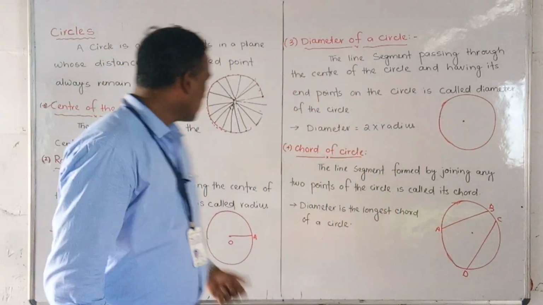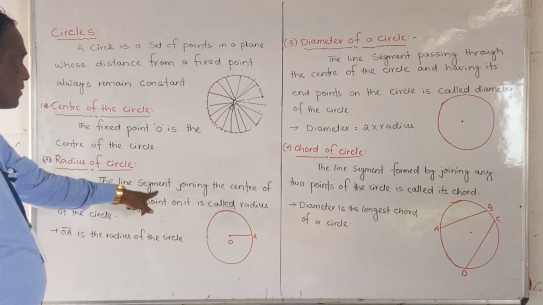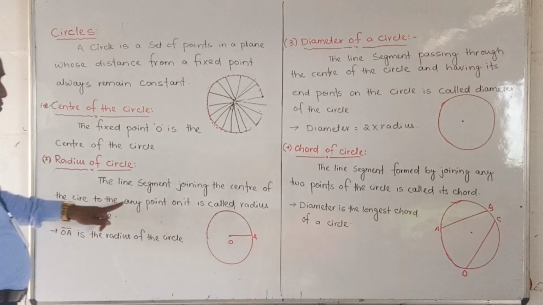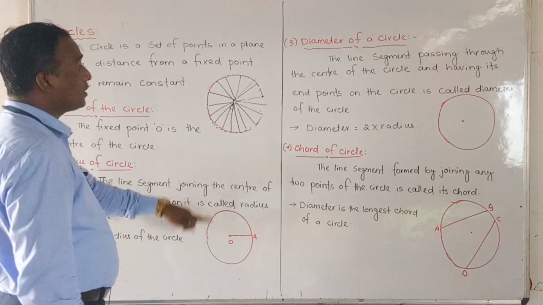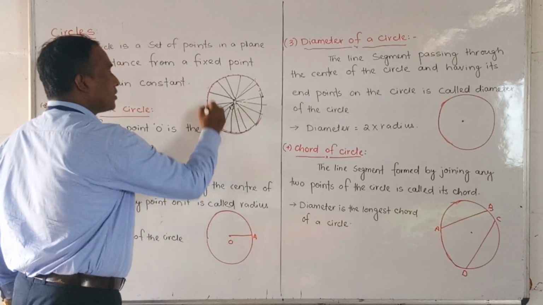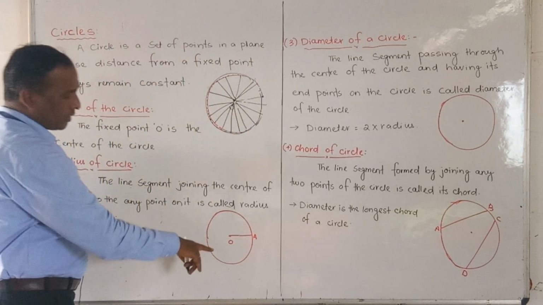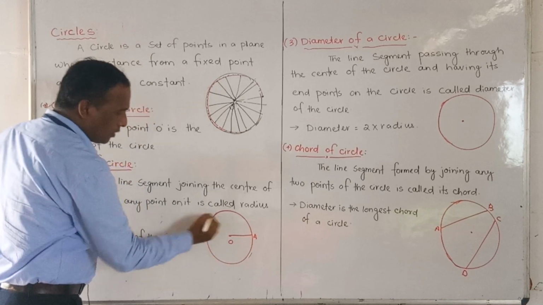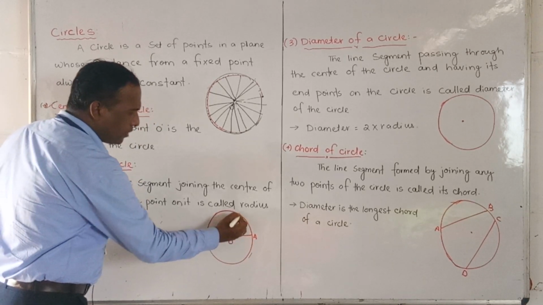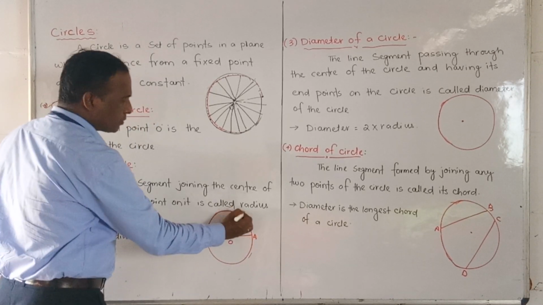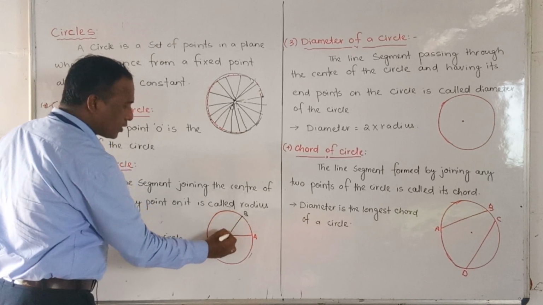So write down the definition: the line segment joining the center of the circle to any point on the circle is called a radius. Which point do we join? You can understand here: I have drawn one circle, this is the center O, and any point on the circle, suppose B. Now join B to O.